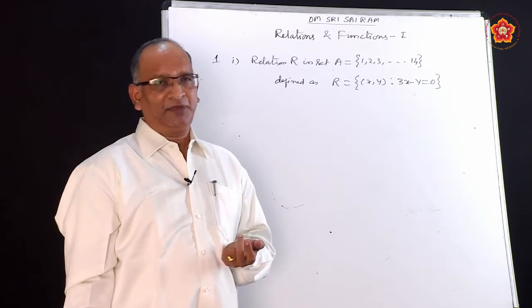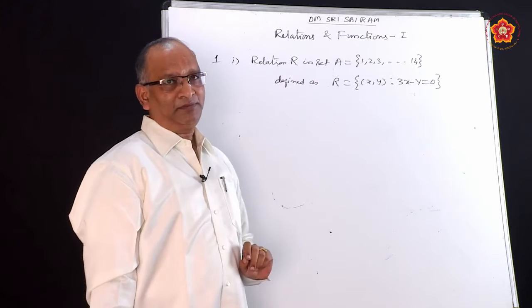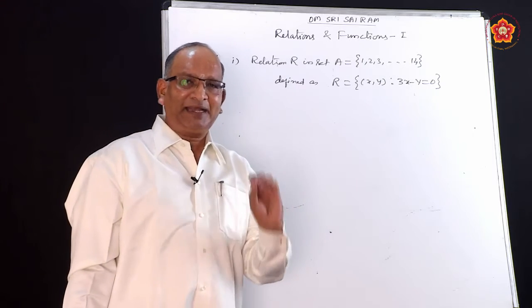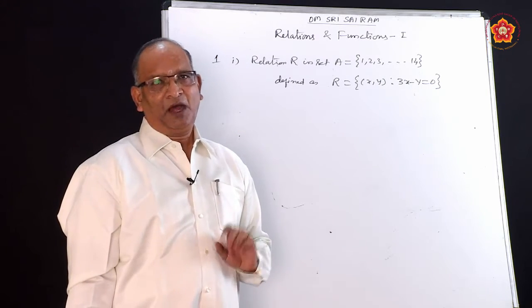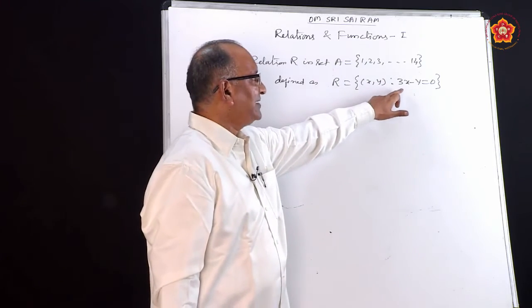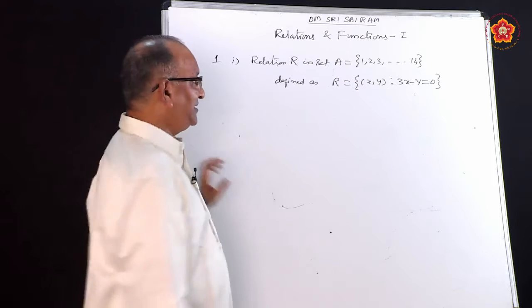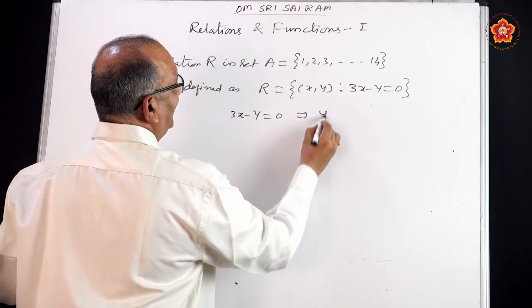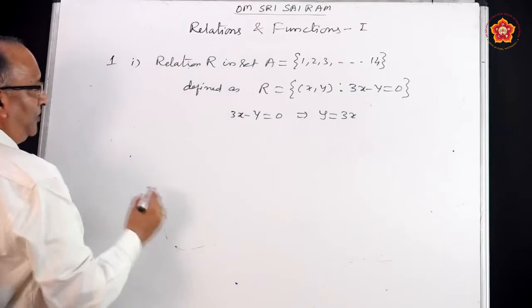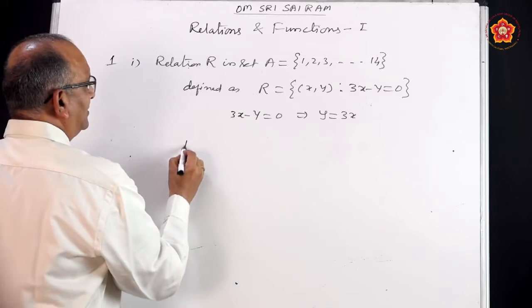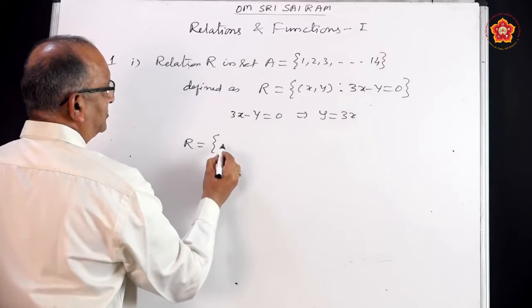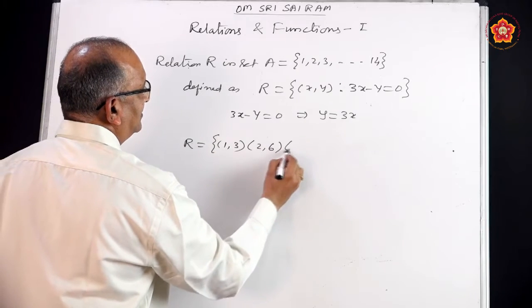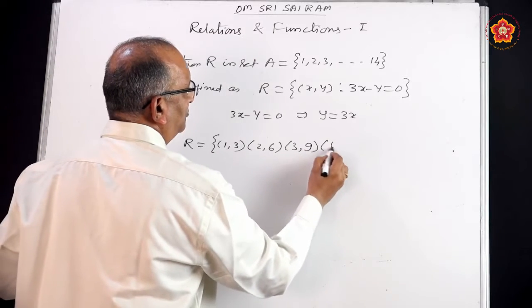How do we do that? He has given the set in roster form, whereas he has given the relation in set builder form. Suppose if you are able to write relation also in roster form, how do you write? Simply keep substituting values for x, you will keep getting values for y. What is the relation here? 3x minus y equal to 0 can be written as y is equal to 3x. Keep substituting x equal to 1, you will get R in roster form. When you substitute 1, you get y as 3. Substitute 2, you will get 6. Substitute 3, you will get 9. Substitute 4, you will get 12.